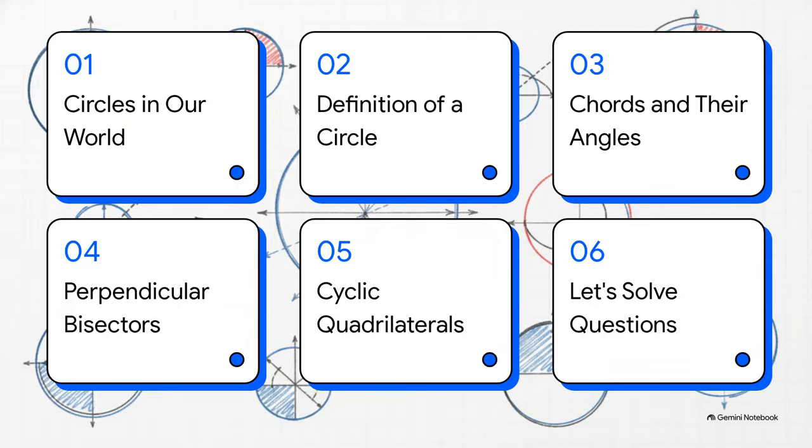Chalo, here is what we are mastering today. First, circles in our world. Then, the definition of a circle. Third, chords and their angles. Fourth, perpendicular bisectors. Fifth, cyclic quadrilaterals. And finally, let's solve some questions.